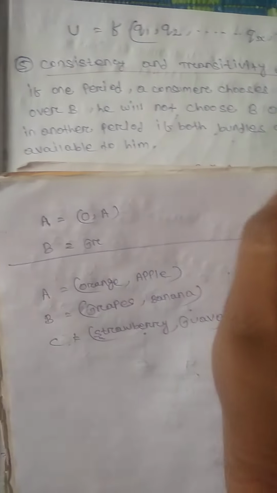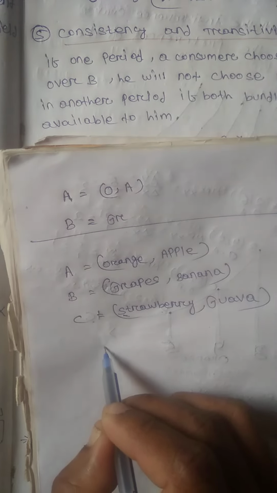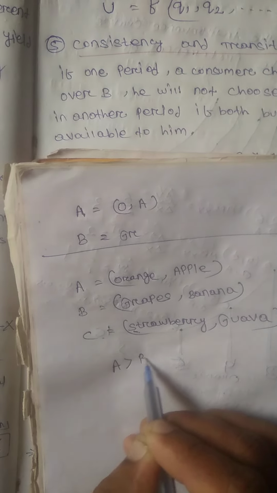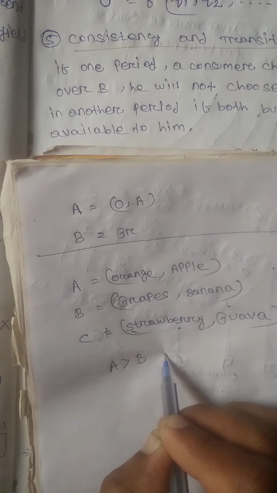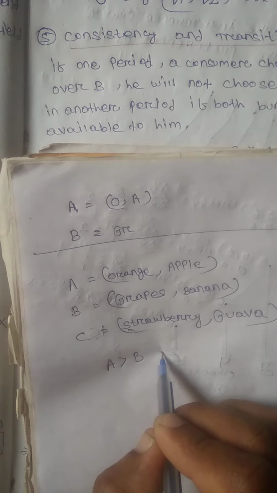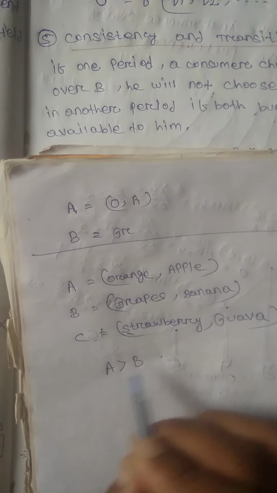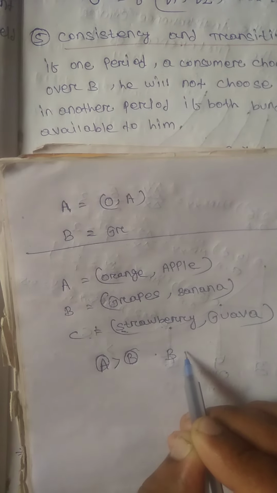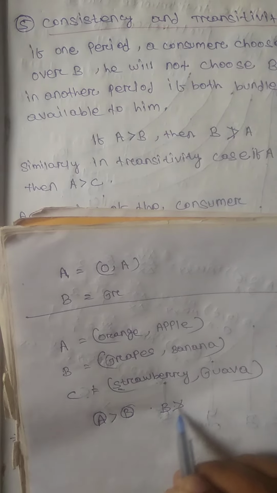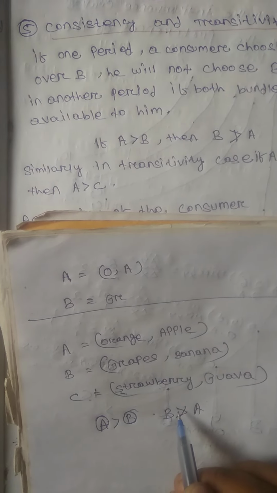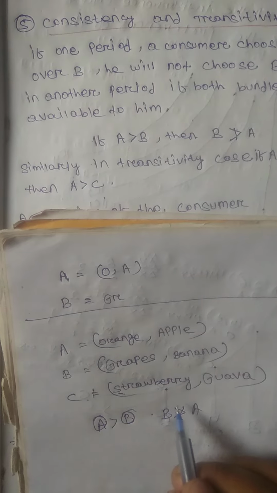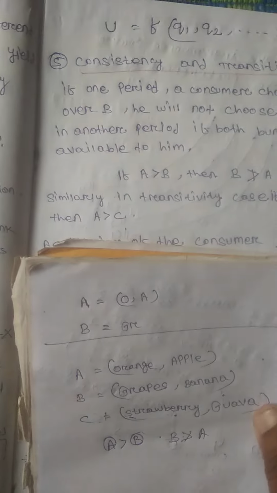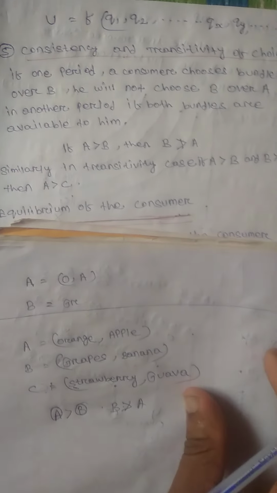So here, consistency of choice means A over B, that means A is preferred to B, because here the consumer likes bundle A more, and not B over A, because here the consumer does not like bundle B more. Then we will explain transitivity of choice.